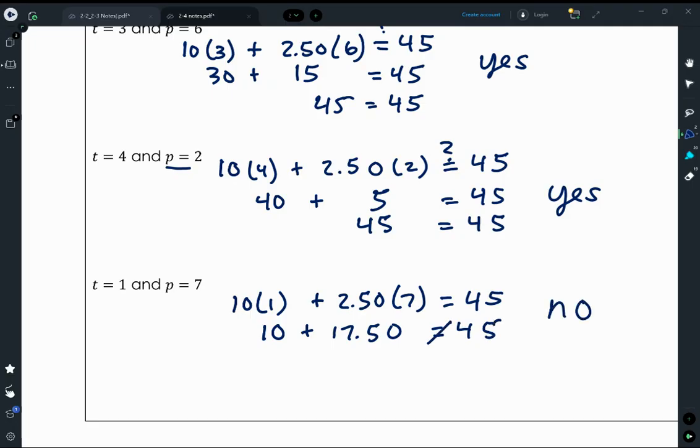So sometimes we look at inequalities instead and we say, well, he has no more than $45 to spend. But that's not what they're saying in this. We're saying he spent exactly $45. So this is not going to be a solution.